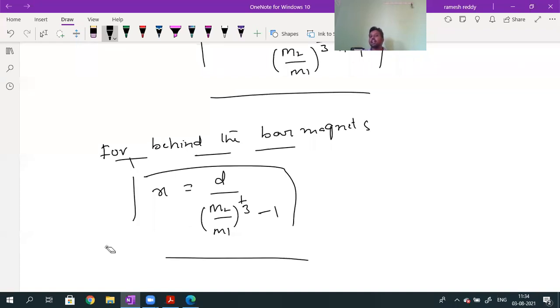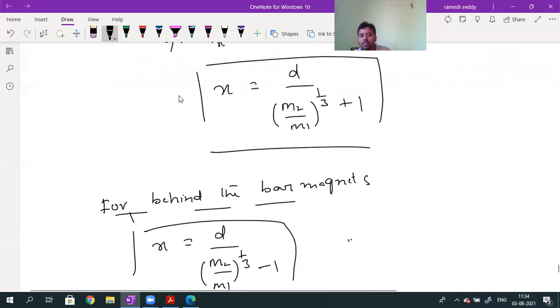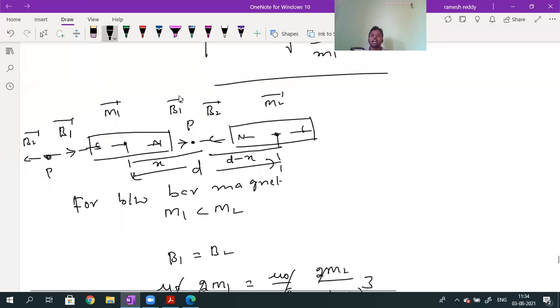Understood? And one more important point you can remember. These points we have written, for which configuration are they? Like poles placed together, or unlike poles placed together? Here, like poles are placed. Two bar magnets are placed along their axial line, and the like poles are placed side by side. For this configuration, if unlike poles are placed side by side, you will never get any null point. A null point will be obtained only when like poles are placed side by side.